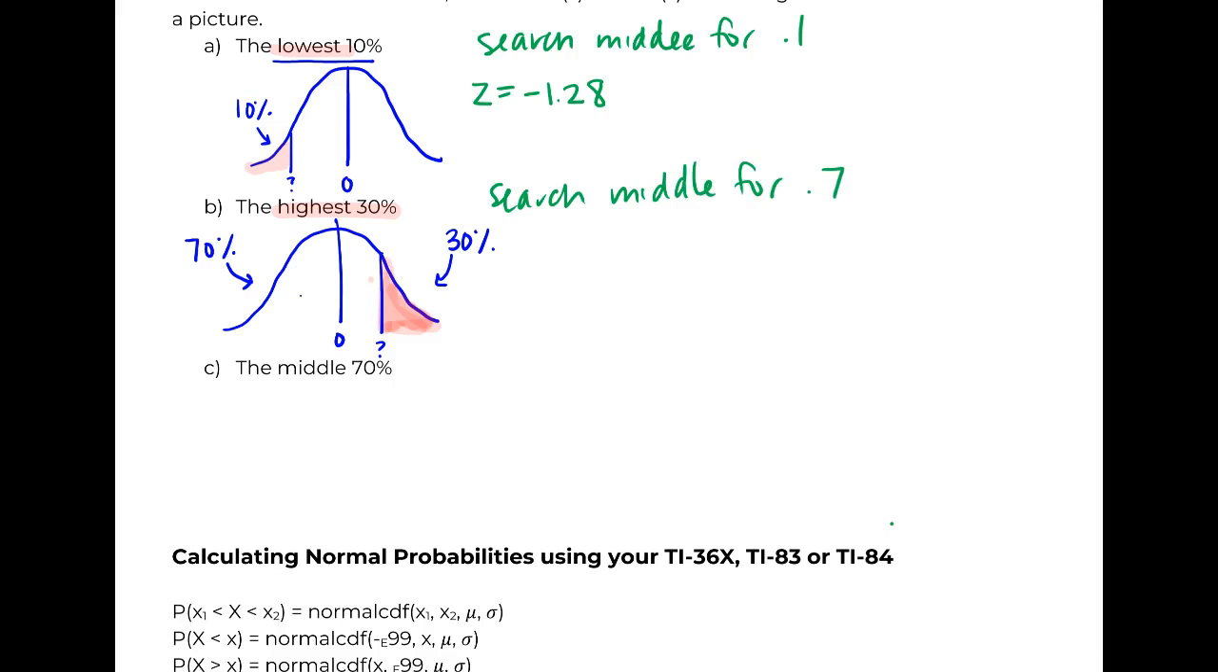Now here's where I really dislike the table. This searching thing is super annoying to me. So I'm going to give us the calculator shortcut, and we're just going to use that from here on out. In this case, we're doing the opposite of normal CDF. This calculator shortcut is called inverse norm.